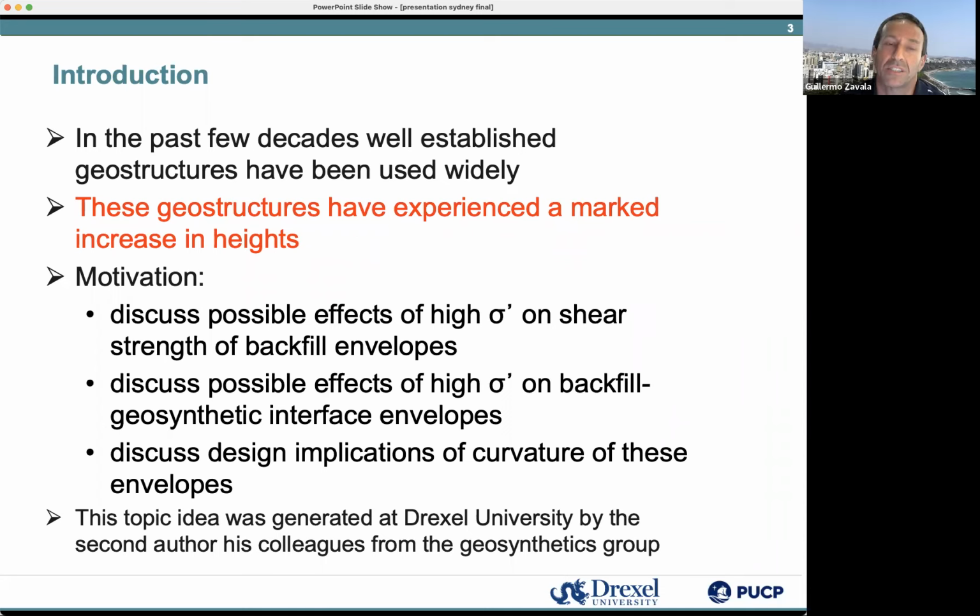So as a motivation, we'll discuss the possible effects of these high normal stresses on the shear strength of backfill envelopes, which have been well studied in the literature, and also on the backfill-geosynthetic interface envelopes. These, in contrast, have not been well studied, and you cannot find a lot of information in the literature. And we'll discuss the design implications of the curvature of these envelopes.